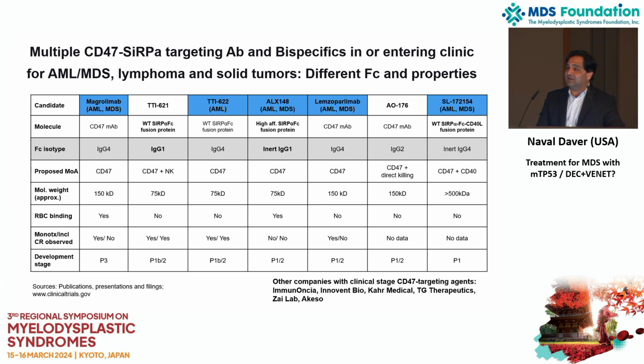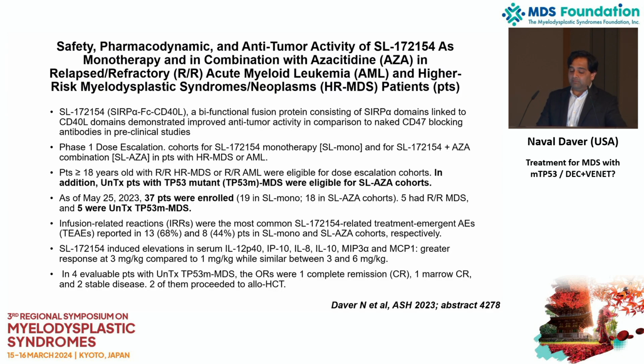And the good news is that there are many companies still looking at this and even moving to more advanced bispecific engagers that may activate both the innate macrophage as well as the adaptive T cell system. And many of these actually do not bind RBCs because they were structurally designed to not have the similar profile as magrolimab, which may be helpful.